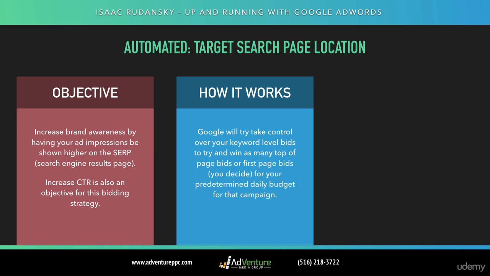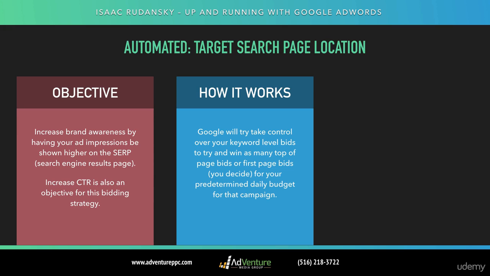Google's going to take control of your keyword level bids, the bid for each keyword. You're not going to set a keyword level bid. And they're going to try to win as many top of page or first page auctions as they can for your predetermined daily budget. Remember, this is always capped. All these automated bid strategies will not spend more throughout the day than what you tell Google you're willing to spend throughout the day. That always remains the same. That's a constant throughout every single type of bidding strategy. You always set a daily budget for the campaign. And remember, and we're going to go through this again, daily budgets are set at the campaign level.